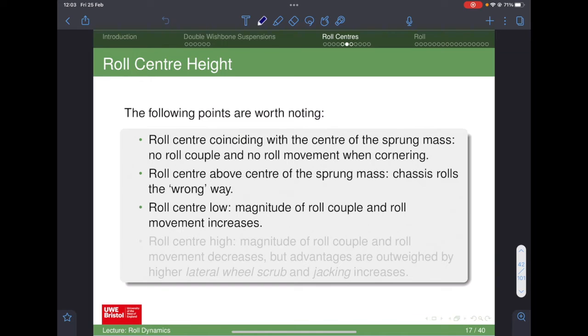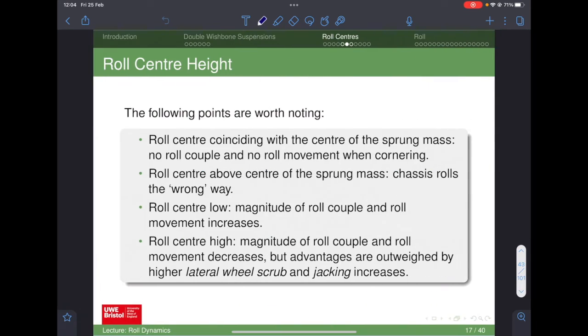Ideally, what you want is a low roll centre, which will give you a bigger magnitude of roll couple, but obviously this is often desirable. And if you've got a high roll centre, which is the case if your roll centre aligns with the centre of mass, or if it's above the centre of mass, you get a lower roll couple, or a decrease in roll movement. But those are outweighed by a high lateral wheel scrub, so the wheel wants to move sideways.